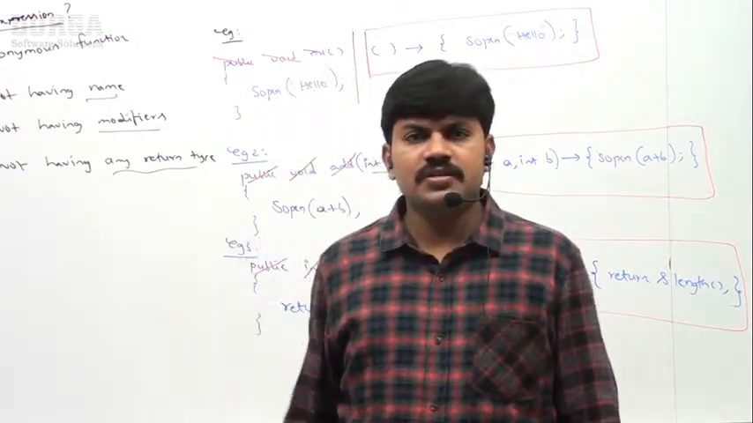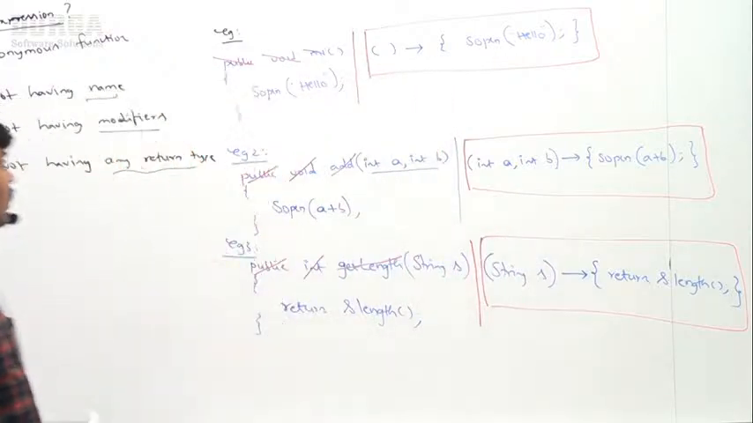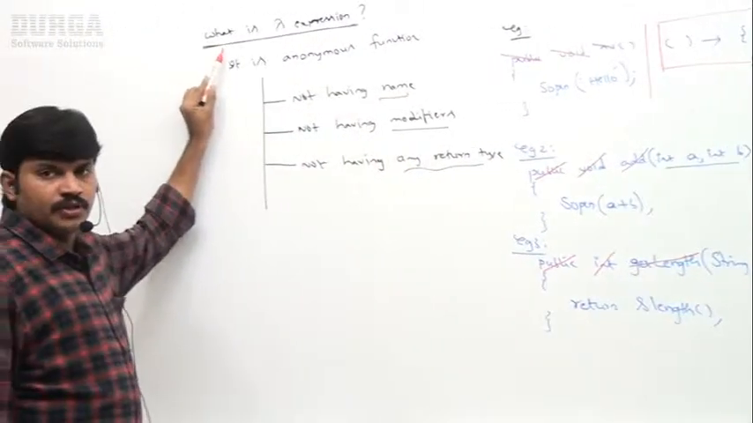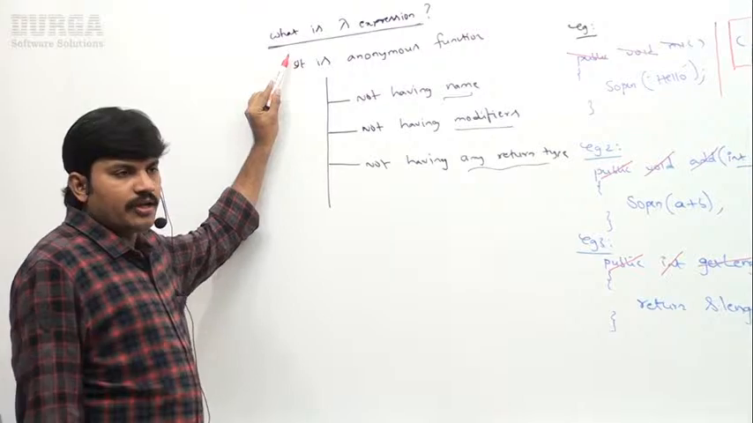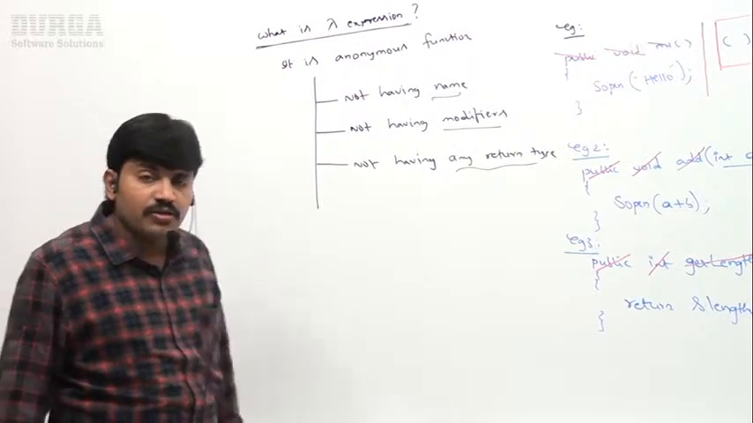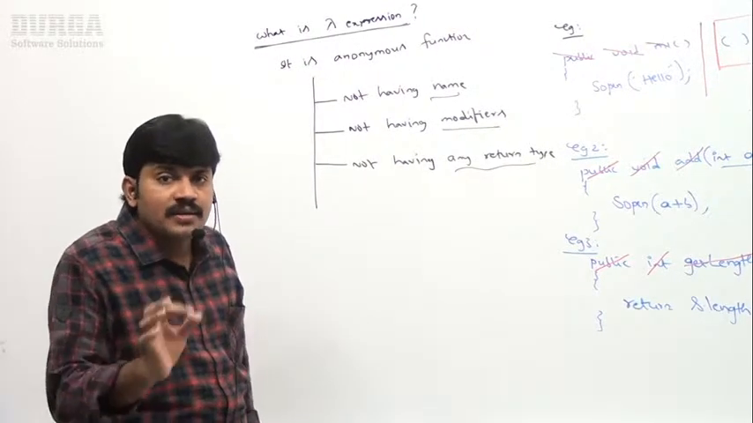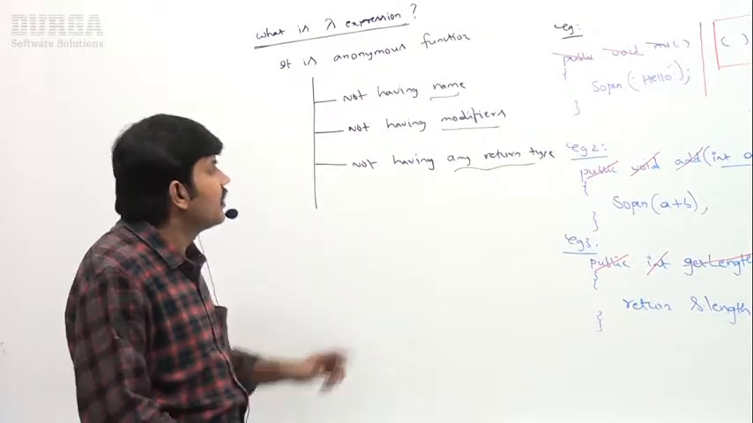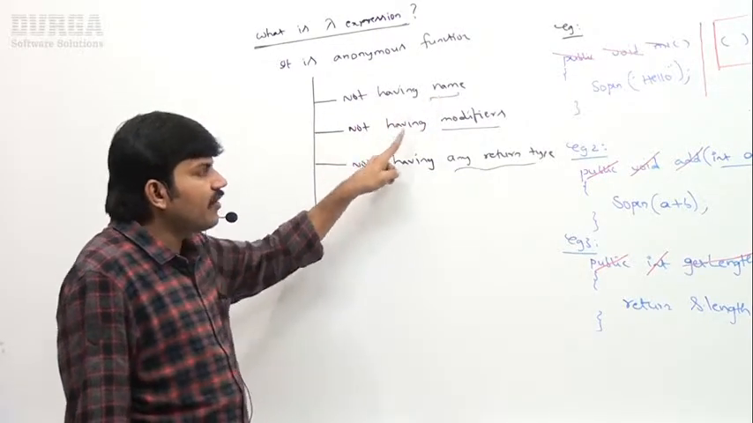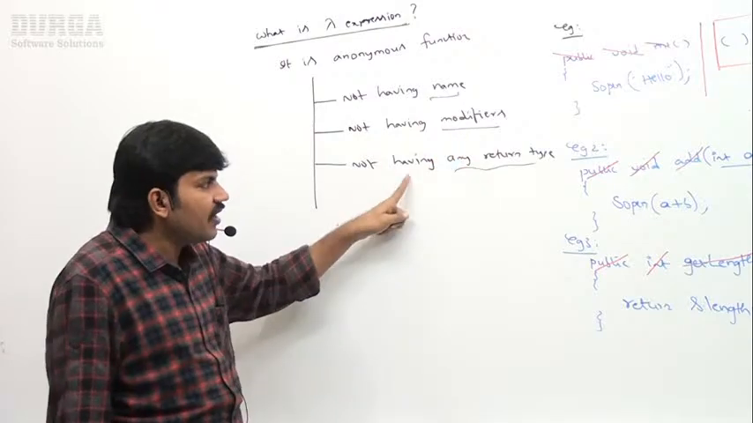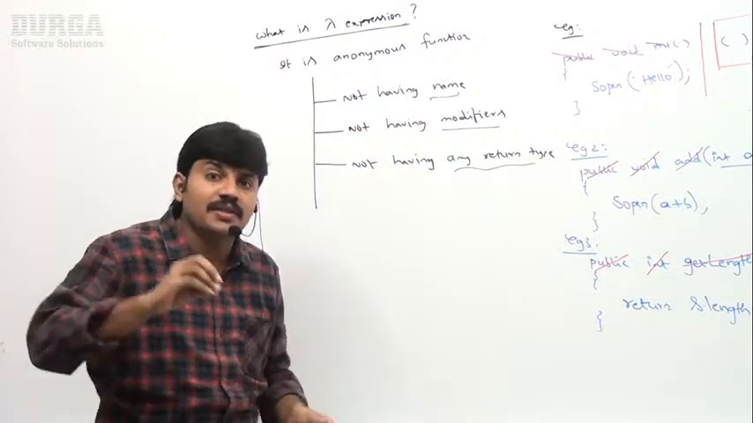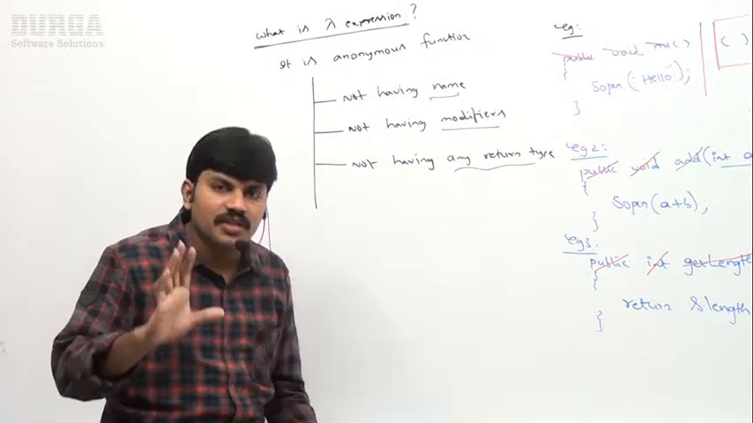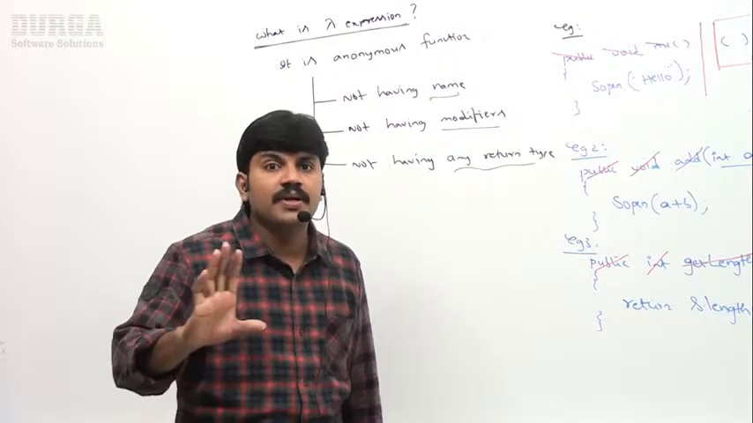Sir, up to this, I covered just one point. If any person asks, can you explain what is a lambda expression, what answer can you tell? It is an anonymous function. That is a function without any name, without any modifiers, without any return type. Such an anonymous function is by default considered a lambda expression.